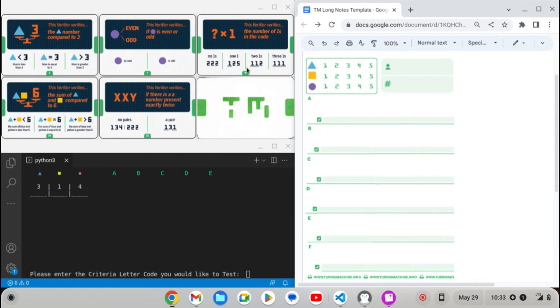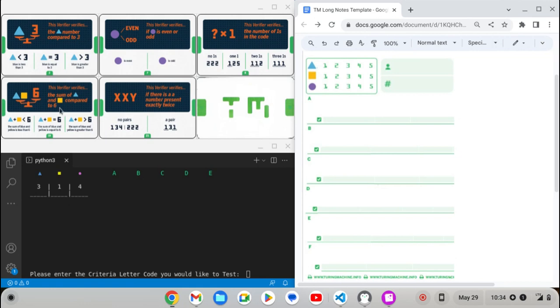Criteria card B looks at the last digit, the circle digit, and will let us know whether that value is an even digit or an odd digit. Criteria card C looks at the 3 codes and will let us know how many of those should be a 1. Should there be no 1s? Could there be 1, 2, or potentially all 3 of them be 1?